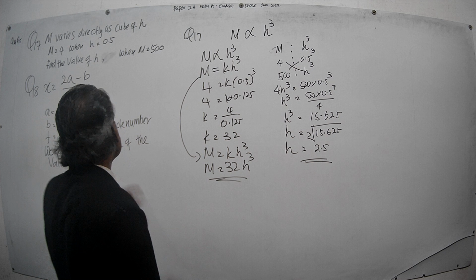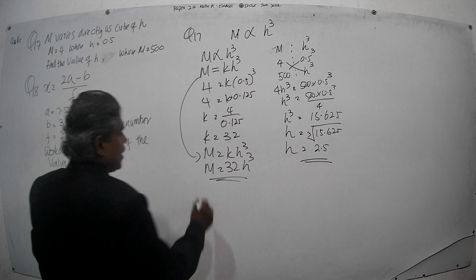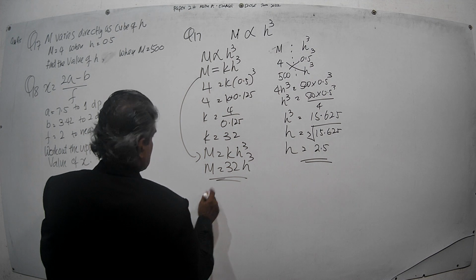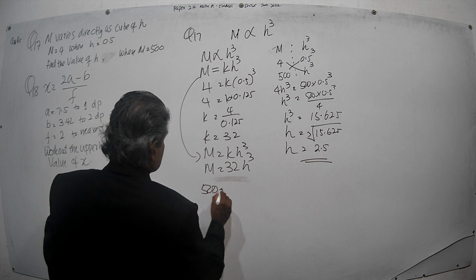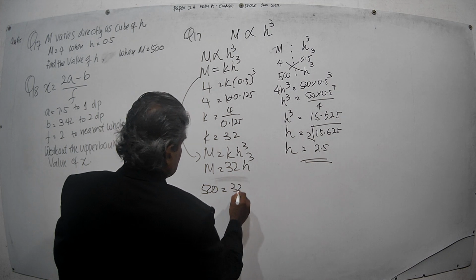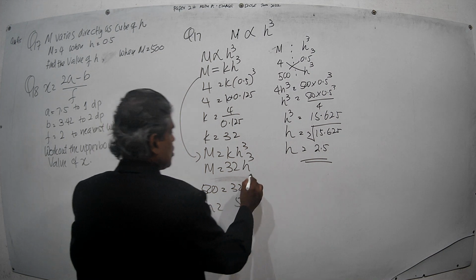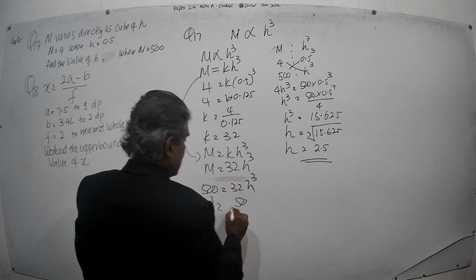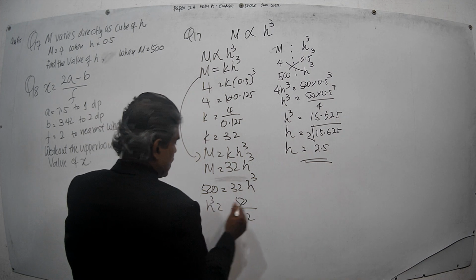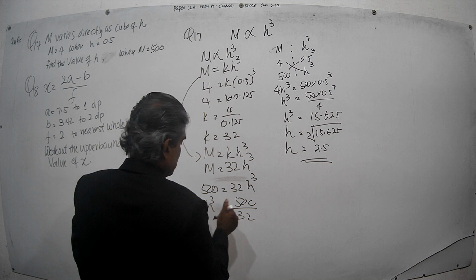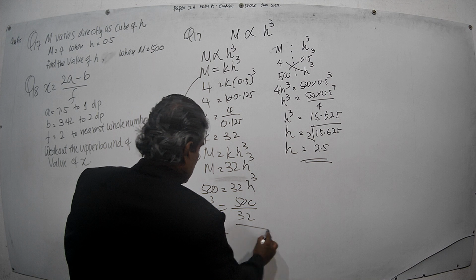For finding the answer, you have to substitute the given value. You substitute for m, m equals 500. That is 500 equals 32 h cube. Then h cube equals 500 over 32. Multiplication by 32 is taken to this side as division by 32, then 500 over 32 equals h cube.